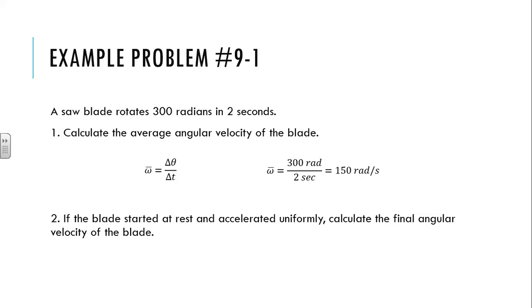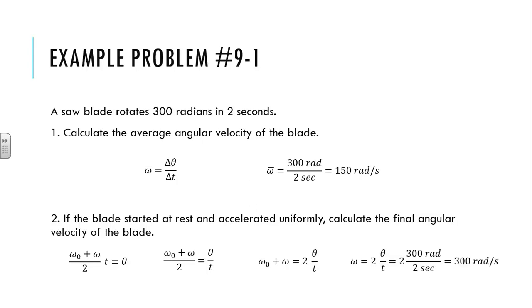And the second question we have is, what if the blade started at rest and accelerated uniformly? Calculate the final angular velocity. So we'll make use of this equation. Omega 0 is 0. So if we rearrange this a little bit for final omega, divide both sides by t, multiply both sides by 2, subtract the initial velocity, which we know is 0, so you end up with 300 radians per second has to be the final velocity.